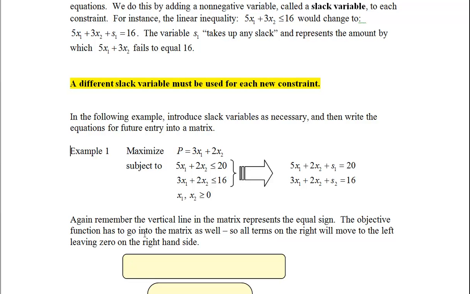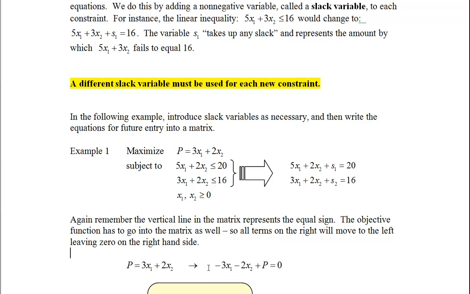So the objective function has to go into the matrix as well. So all terms on the right, these two right here, have to move to the left, which means I'm going to have 0 on the right hand side. Now in order for me to move these to the left, I'm going to have to subtract. So I've got to move those, and when I do, I end up with that. Always put the x sub values in front of the p.